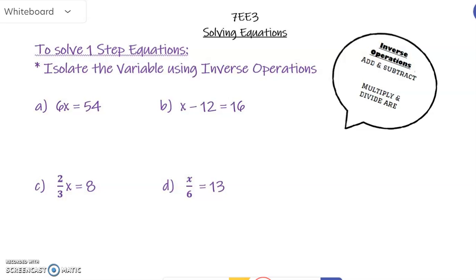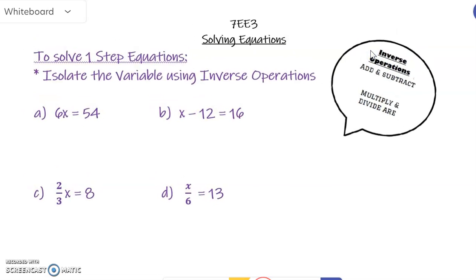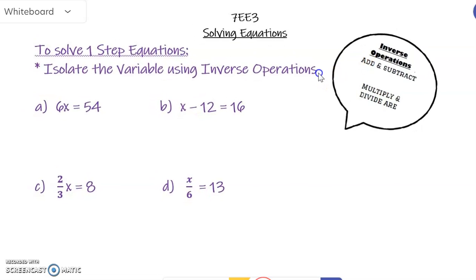Okay, in this video we are going to be solving equations, one-step and then two-step equations. To solve one-step equations, you're going to isolate the variable using inverse operations. And if you take a look over here at inverse operations, we have add and subtract as inverse operations, and then multiply and divide as inverse operations.